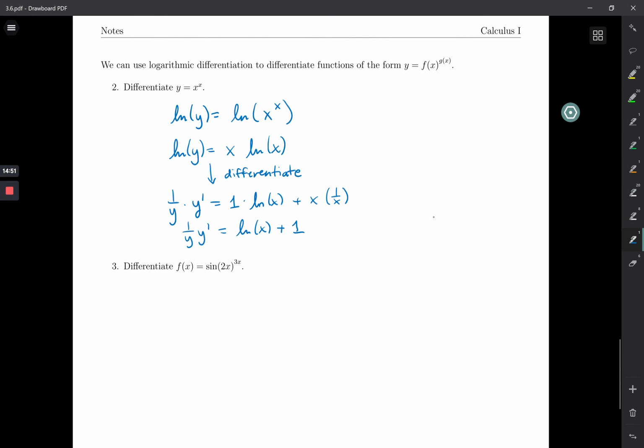Now to find y prime, we just multiply both sides by y to get y prime by itself, so y times natural log of x plus 1. And then the last step is to replace that y with our formula, x to the x.